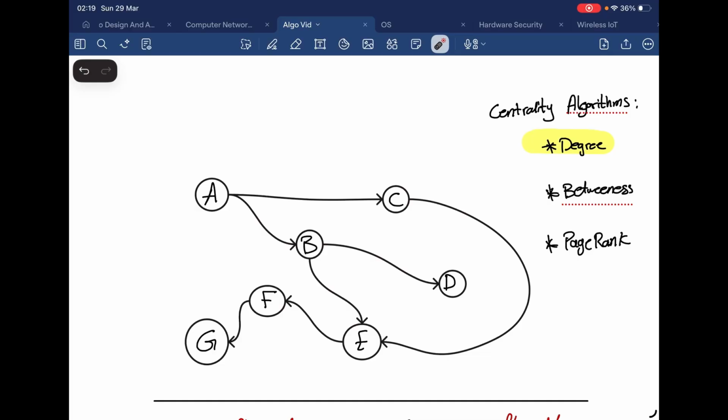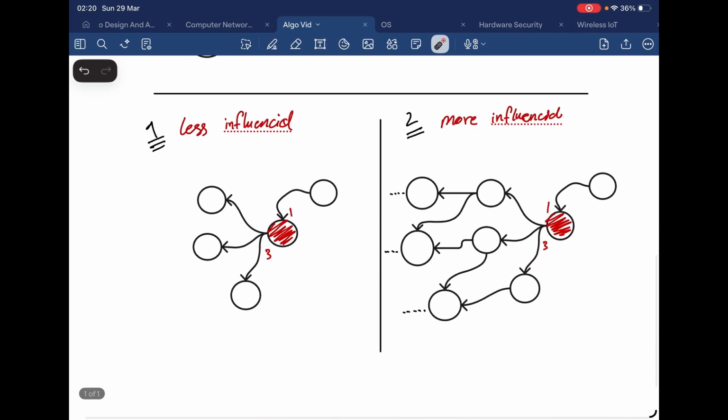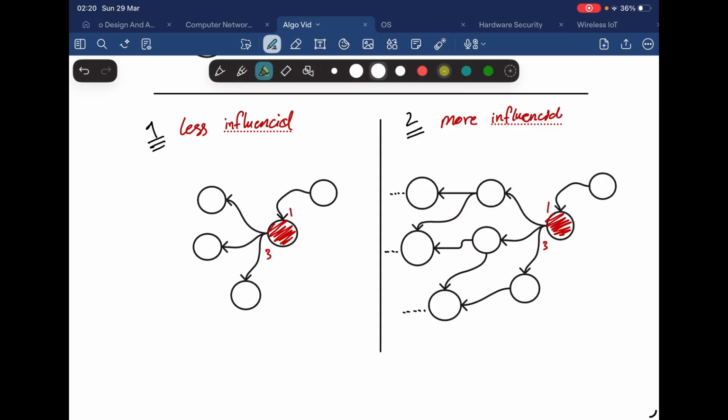However, this method has a major limitation. It does not consider where those connections come from and where they lead to. A node connected to many unimportant nodes may still not be influential. So while degree centrality is fast and simple, it is not sufficient for identifying true influence. Another example I have here are two scenarios where both highlighted nodes have the same in degree and out degree. But if we compare, the influence of this node is much greater than this node.